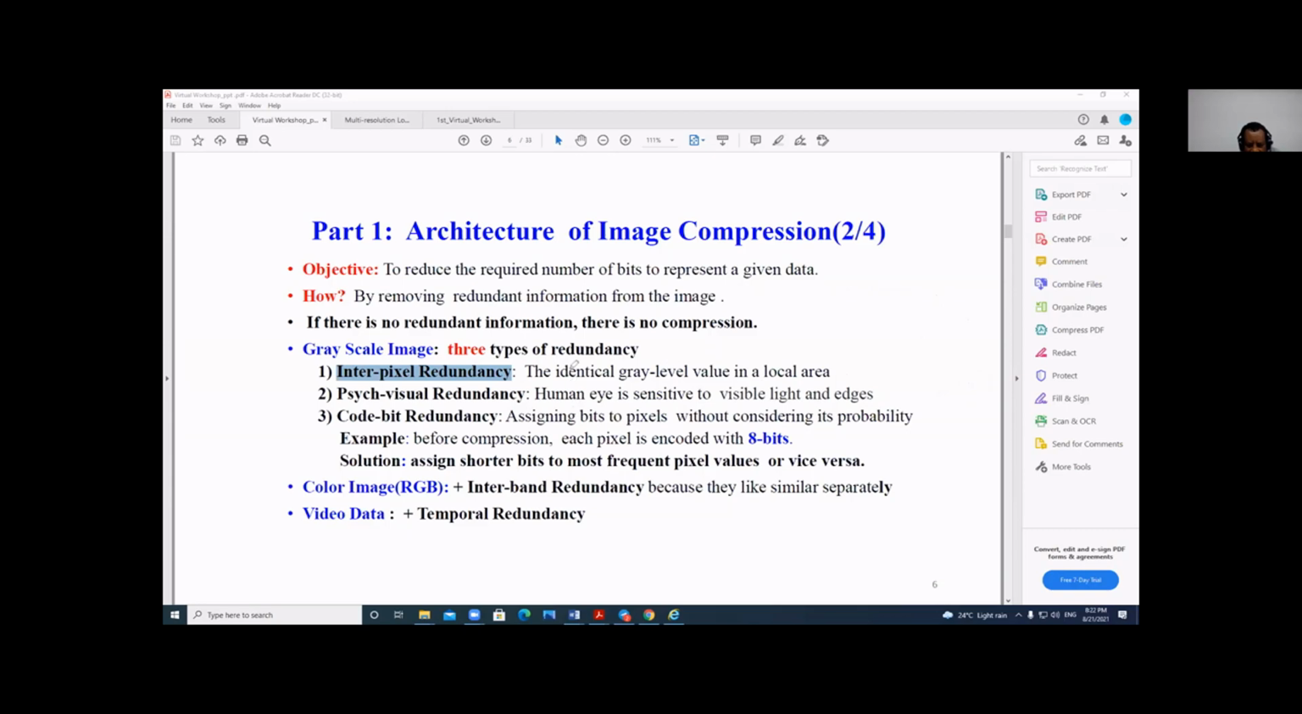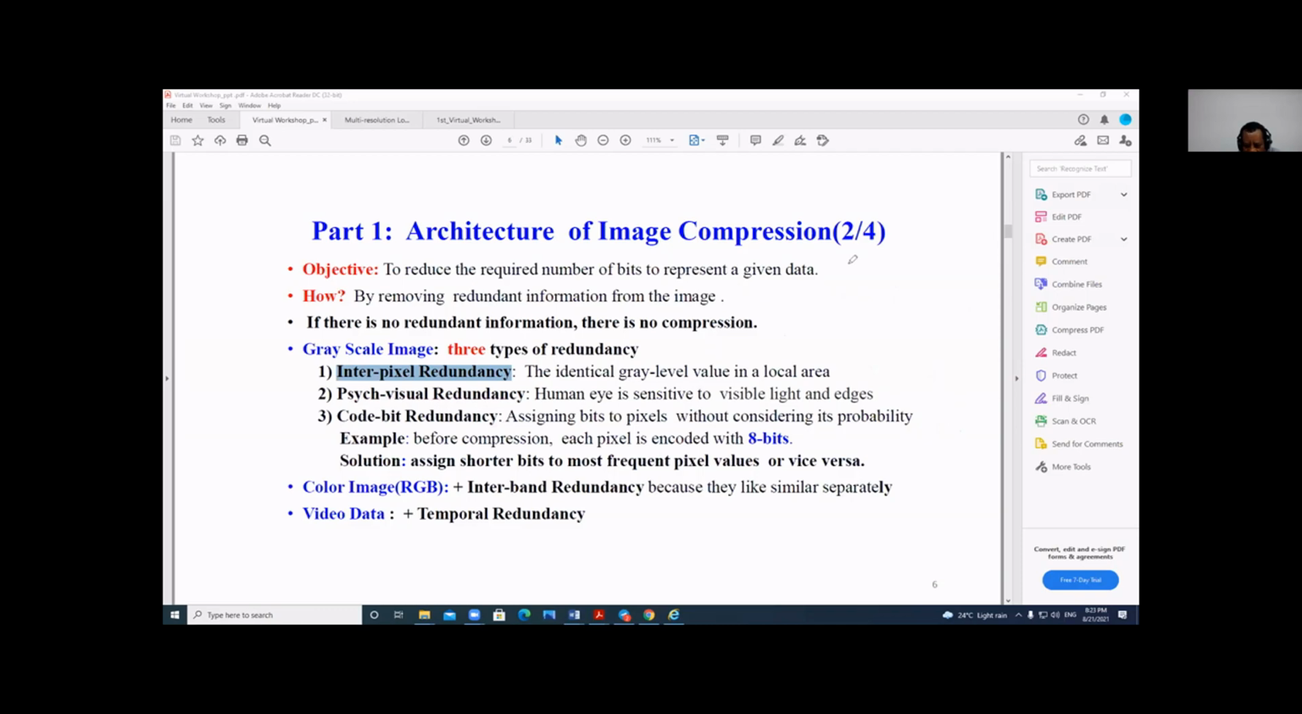Based on the characteristics of the human visual system, we can remove unnecessary parts from the given image. That is removal of psychovisual redundancy. The last one is code bit redundancy. As you know, in ASCII code, generally we will have 127 characters on our keyboard. Each character is represented by 7 bits. That means an equal number of bits is given to each character.